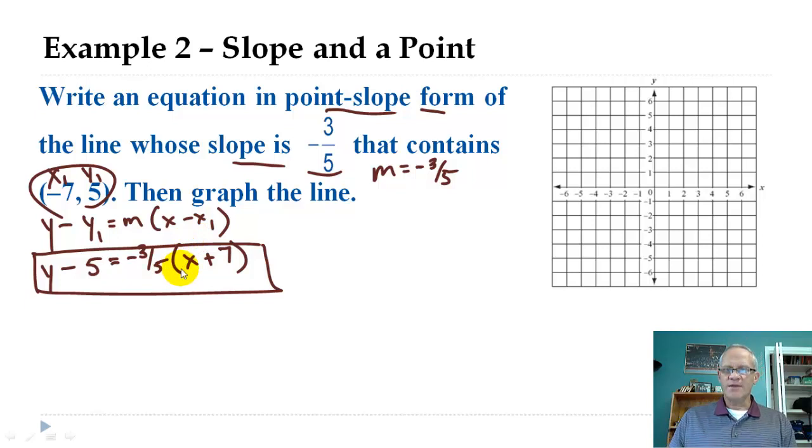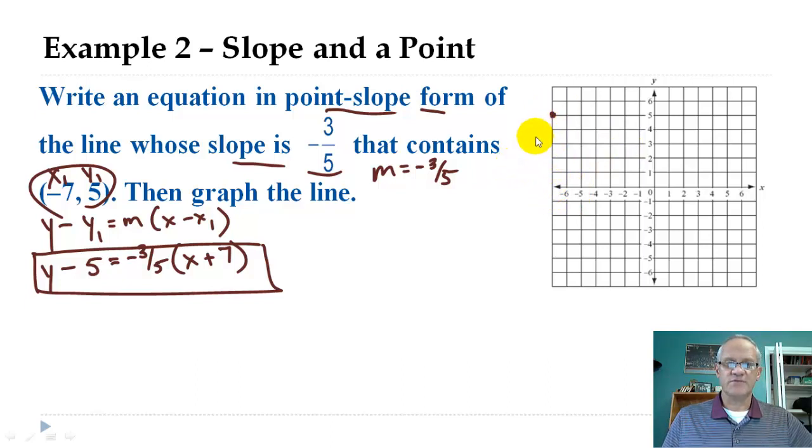Okay? All right, now how do I graph this one? On this one, we don't have the y-intercept. We don't have that spot to begin from. But I do have this point, this x1 and y1, and that's on the line. And so I'm going to go ahead and graph it. Negative 7 and 5 is going to be right up about here.